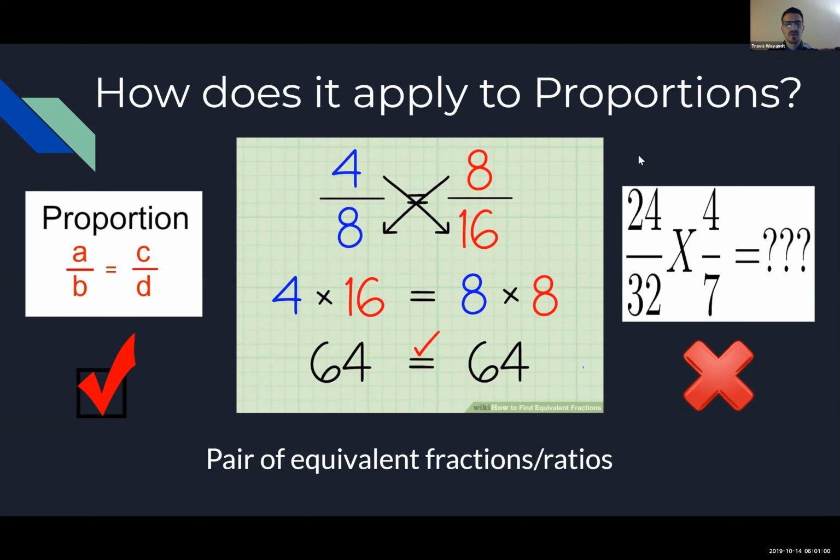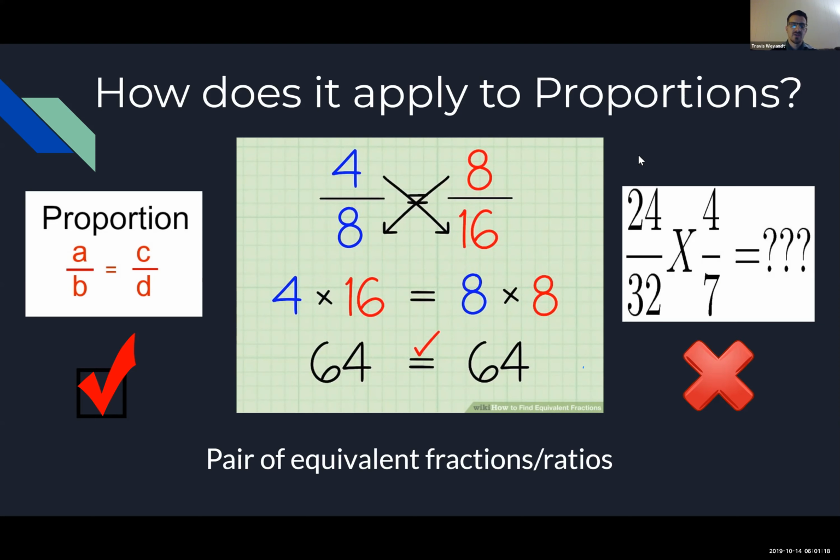So on the left there, A/B, or again, we use variables because we don't know the numbers, equals C/D. Those two fractions have a relationship. They're a pair of equivalent fractions. They equal each other.